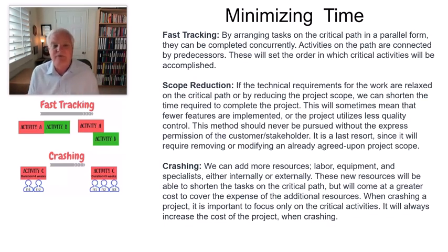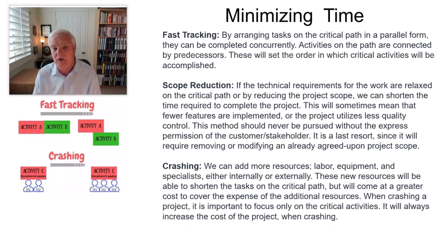By fast tracking, you're arranging tasks on the critical path in a parallel form. They can be completed or worked on concurrently. These activities on the path are connected by predecessors. They will set the order in which these critical activities will be accomplished. That's called fast tracking.